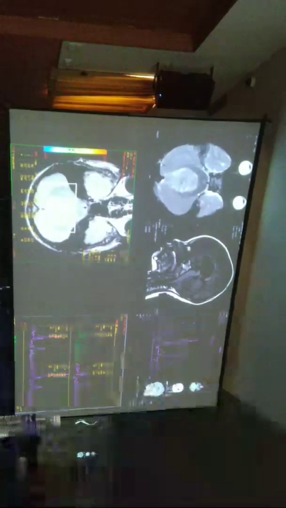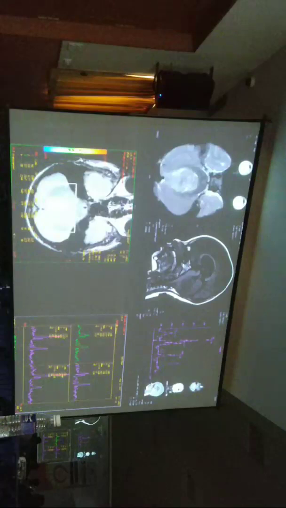You can see it arising from the roof of the fourth ventricle. You can see there is a CSF cleft on the floor of the fourth ventricle, and the multivoxel spectroscopy. Within that multivoxel spectroscopy, we know which area to biopsy, which area shows higher choline, which area is necrotic, and the peritumoral extension can also be nicely seen.